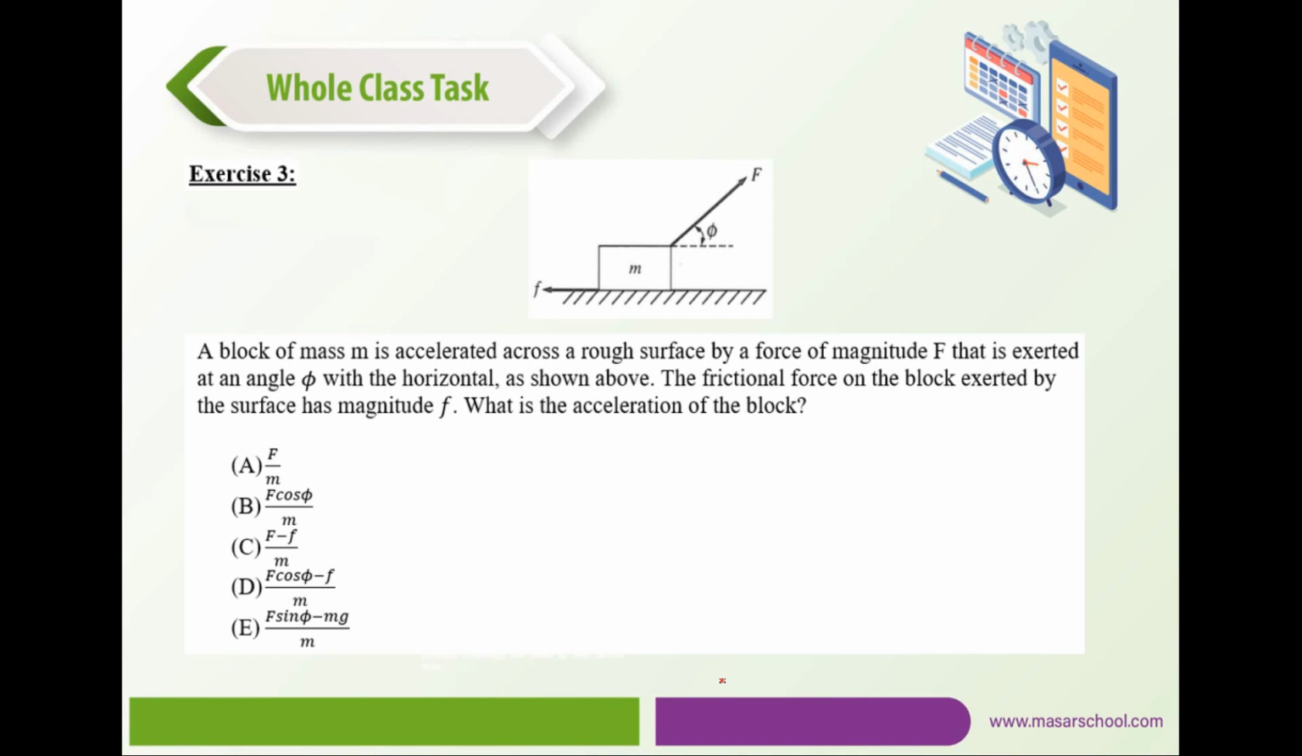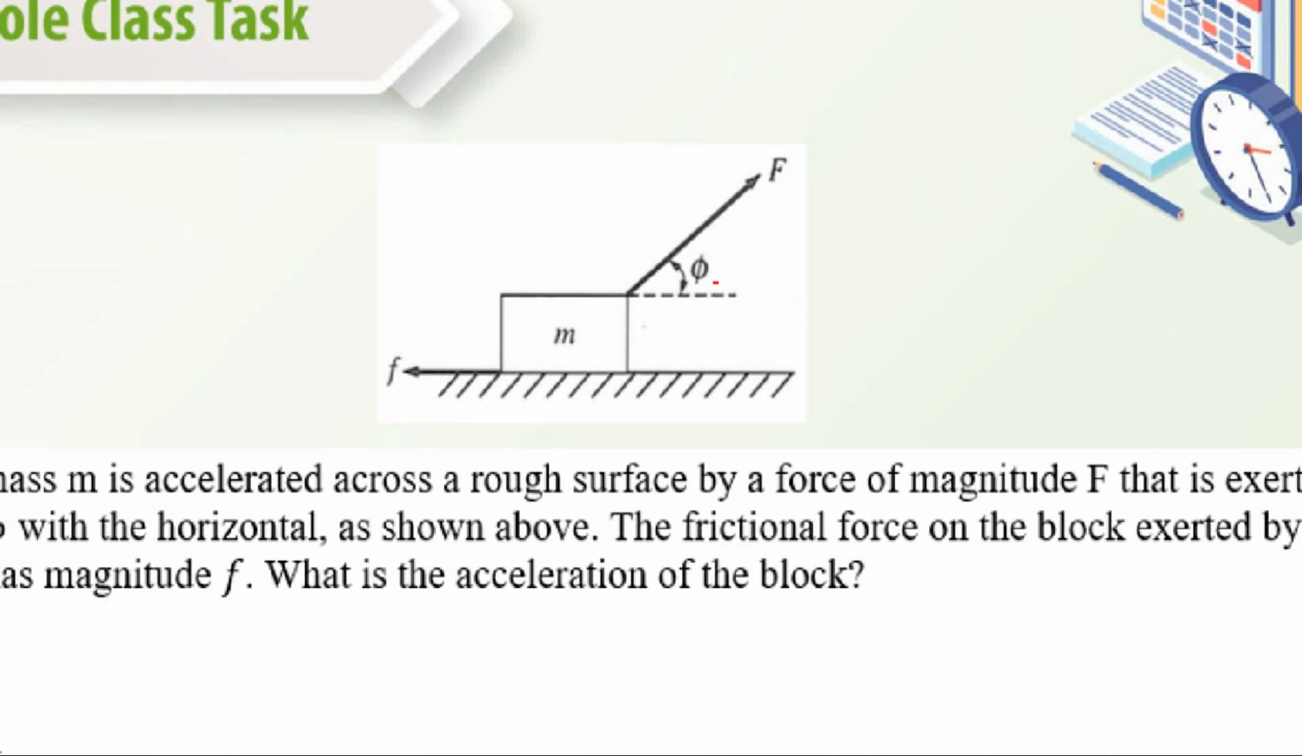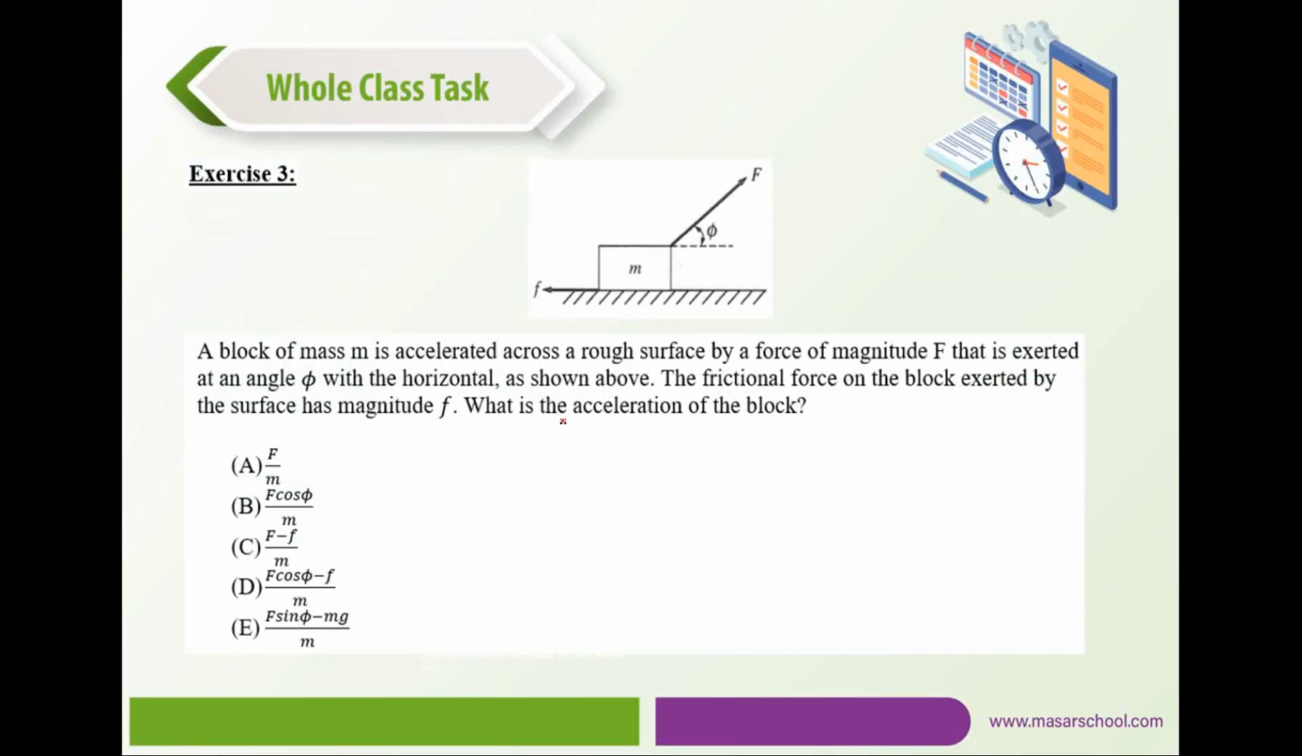Now exercise 3. A block of mass m is accelerated across a rough surface by a force of magnitude capital F that is exerted at an angle phi with the horizontal as shown above. So basically the horizontal component of F is pointing right, then it's going to move toward the right opposed by friction because this is a rough surface. The frictional force on the block exerted by the surface has a magnitude f. What is the acceleration of the block?